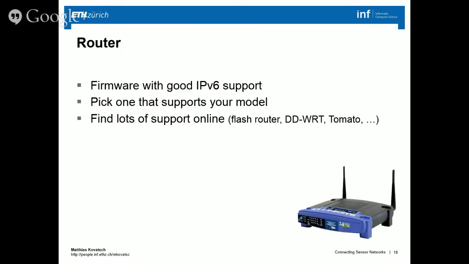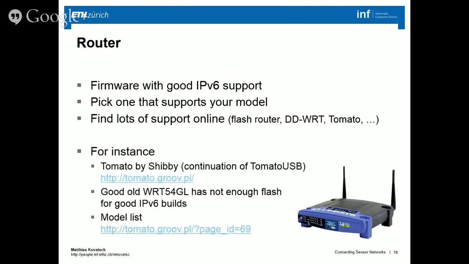For instance, it's DD-WRT, or Tomato. These are firmwares you can use for your router. So the one I'm using, for instance, is Tomato by Shibby. It's a continuation of the original Tomato USB firmware. You can find it under this address. You have to look what kind of router you have.